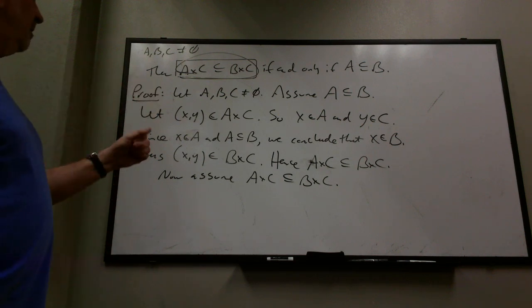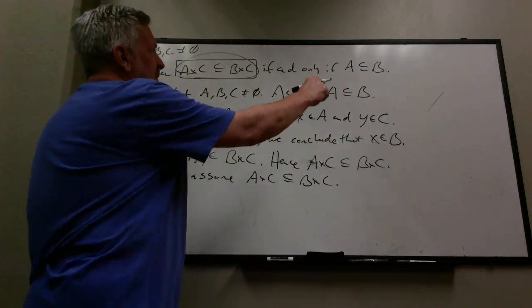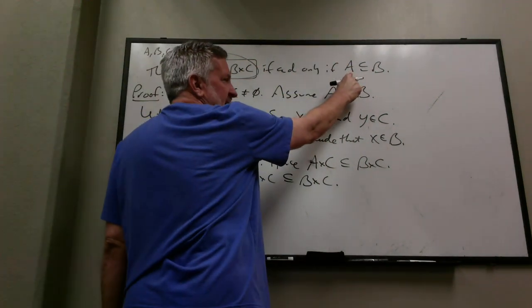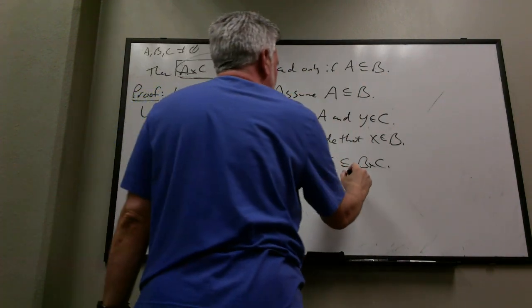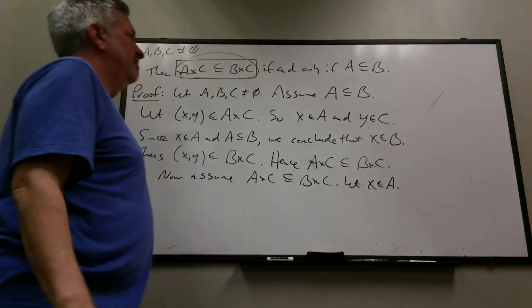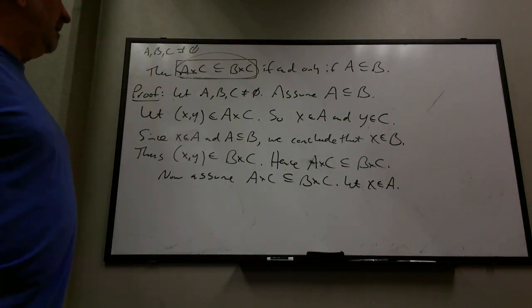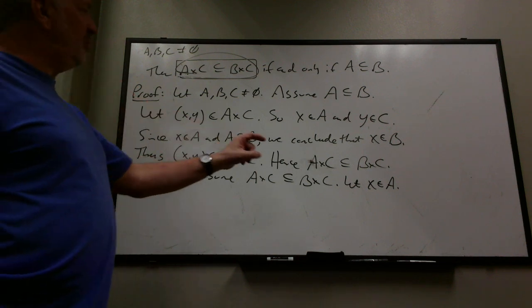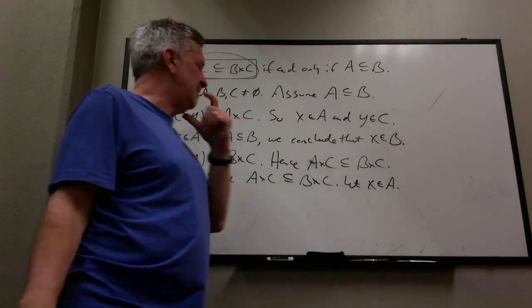Okay, so we're assuming this. We want to show A is a subset of B. So how do we show something? We pick something in A and we show that element is in B. So let me pick an element in A. Let X be in A. Now, here's the kicker. We're trying to get that X is in B, right? We picked X in A, we're trying to show X is in B.